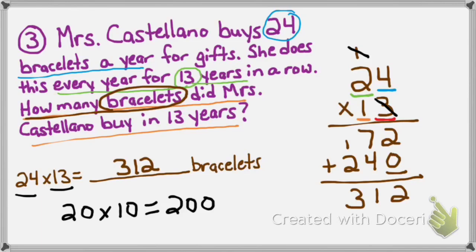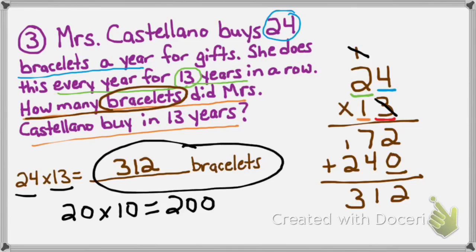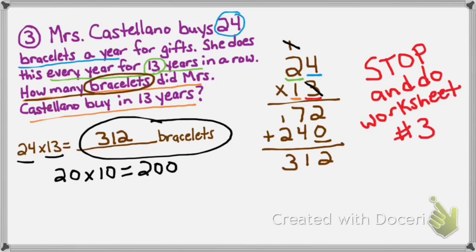Therefore, my final answer will be 312 bracelets. How many bracelets did Mrs. Castellano buy in 13 years? She bought 312 bracelets in 13 years. Please stop and complete worksheet number 3.